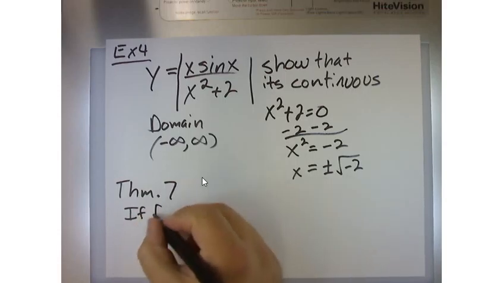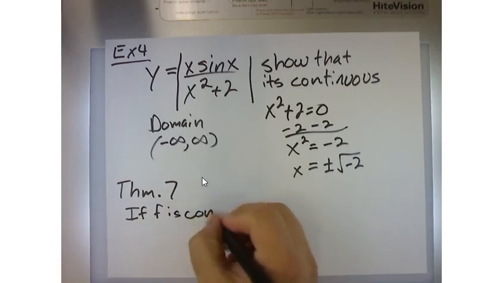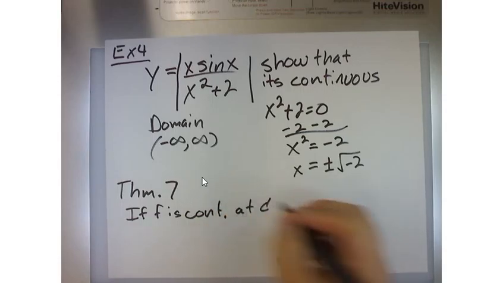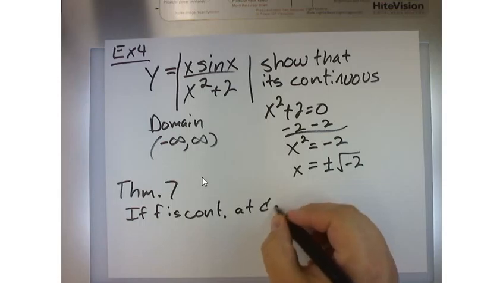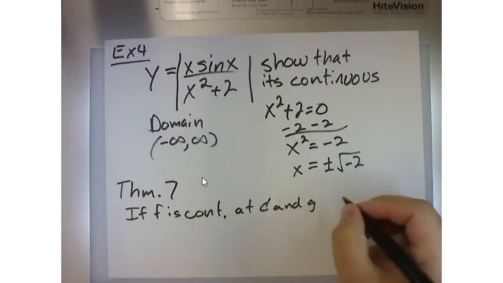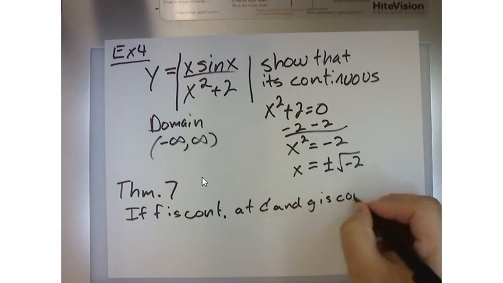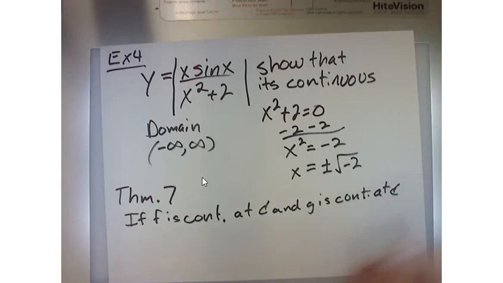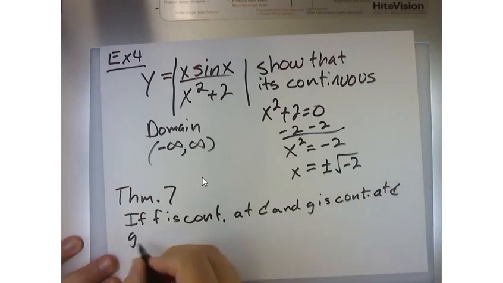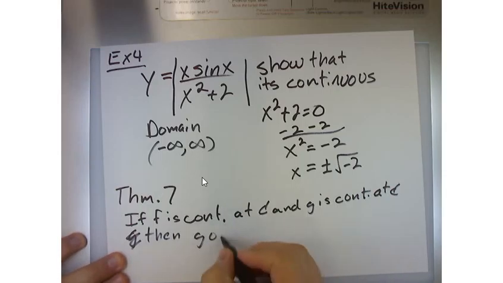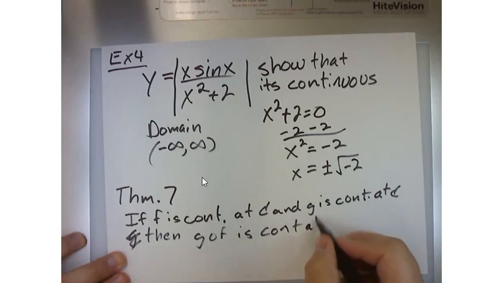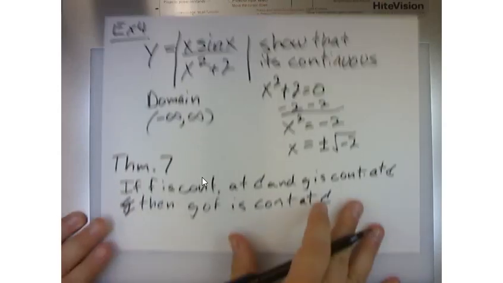If f is continuous at some value c, and g is continuous at that same value c, then g of f is continuous at c. Okay? So what does that mean?